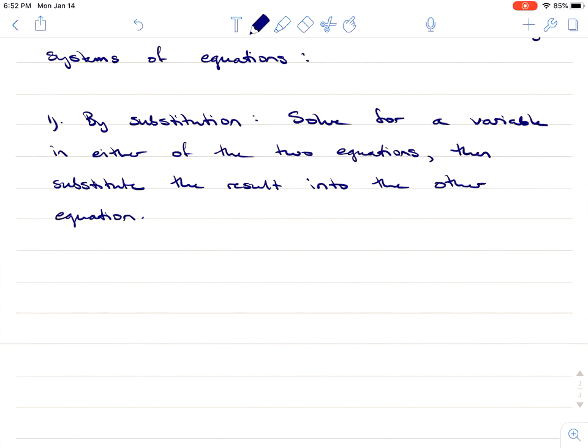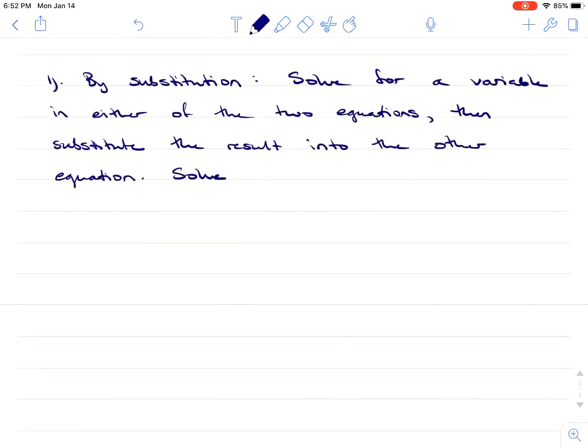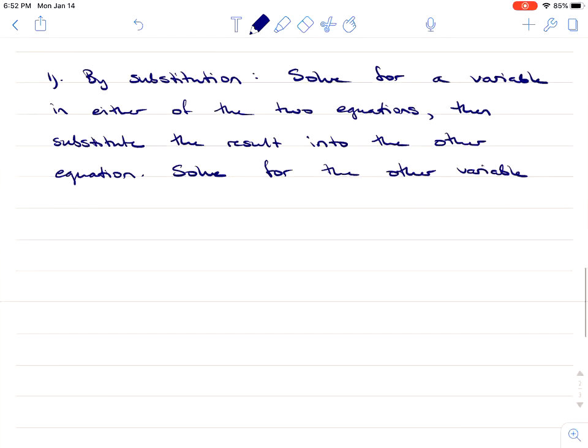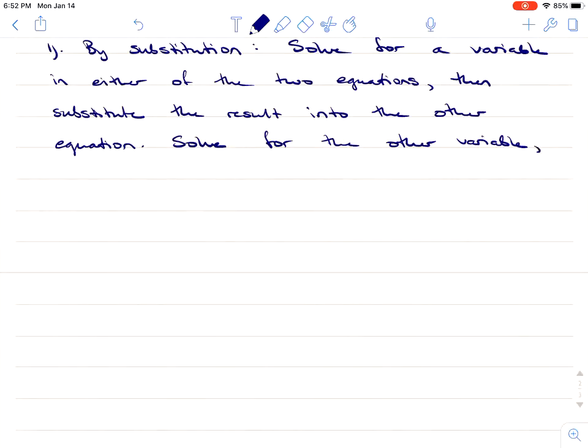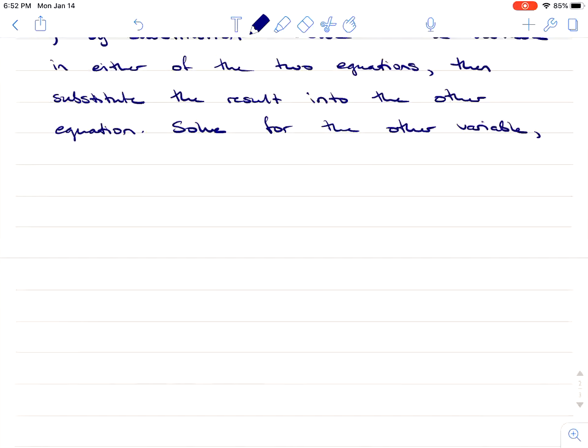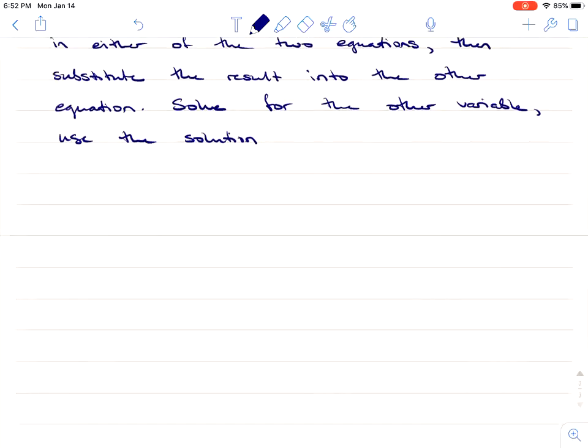Now you can solve for the other variable, right? So the one that you didn't solve for initially, now you can actually find a value for it. So solve for the other variable, and then use the solution to solve for the first variable. Wordy, but I'll show you by example.